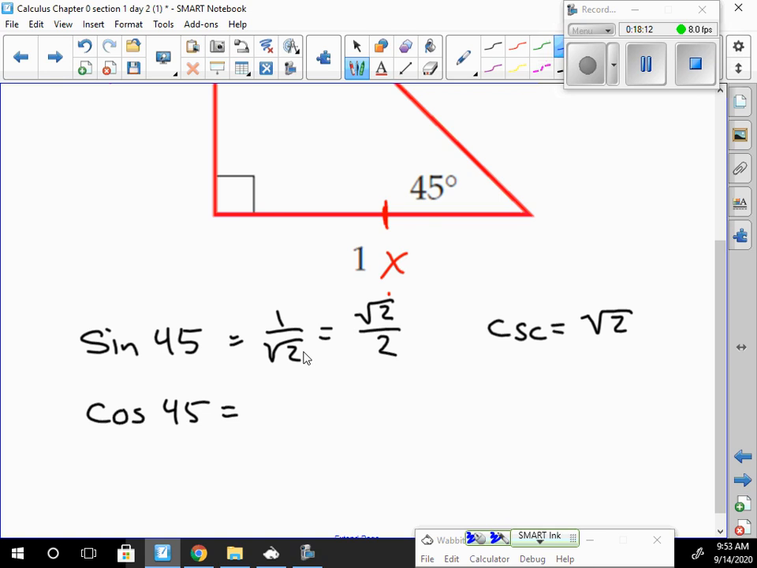Cosine of 45. Let's see, that's going to be opposite or adjacent, which is still going to be 1 over the hypotenuse, which is the square root of 2. Multiply the top and bottom by the square root of 2. 1 times the square root of 2 is square root of 2. Bottom, square root of 2 times the square root of 2 is just 2. So I end up with the same thing. Now if I'm looking at the secant of 45, that's going to give me root 2.